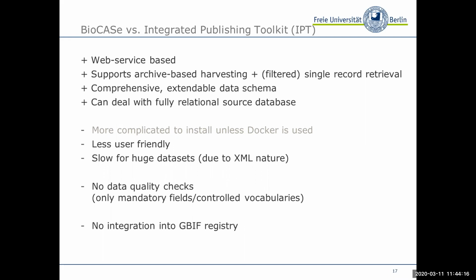I said that I wanted to point out the similarities or differences between BioCASe and IPT, and this is a small overview for that purpose. One of the features that IPT doesn't have is that BioCASe is web service based. That means you can always request the latest version of a record, whereas with the IPT you need to download the full archive, and if you have a huge data set, you need to regularly create those archives and download them for a latest version.